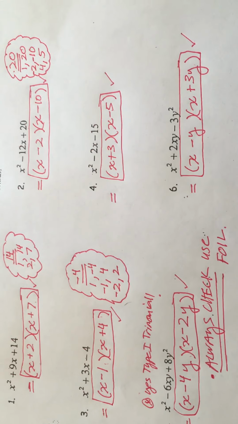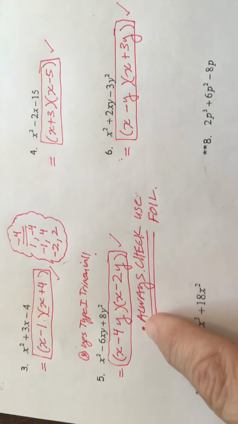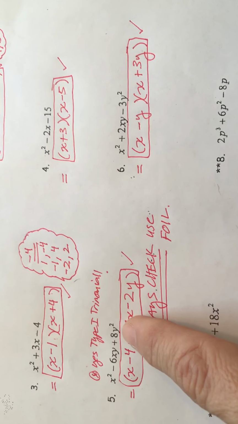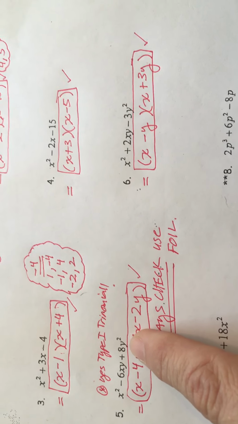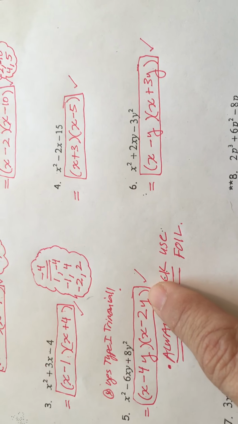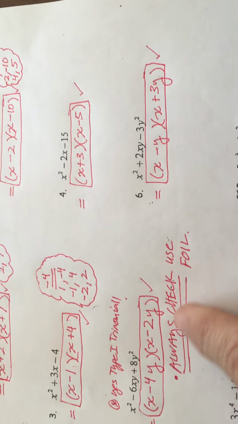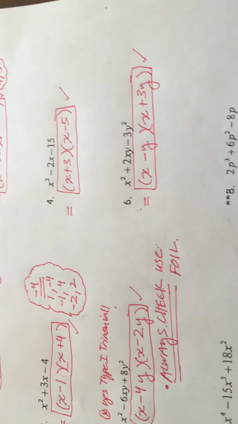Okay, this is what we did last time. We went down to 5 and 6 and saw that this could become a little bit more complicated by adding a second variable in, but it's pretty easily dealt with by adding y to the binomials, and you always want to check using FOIL just to make sure that you got the correct combination here.